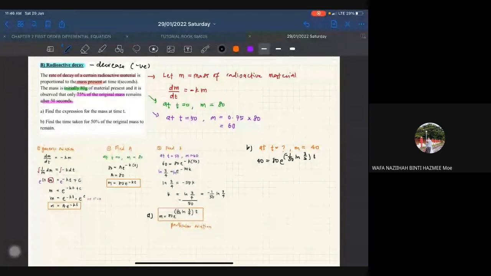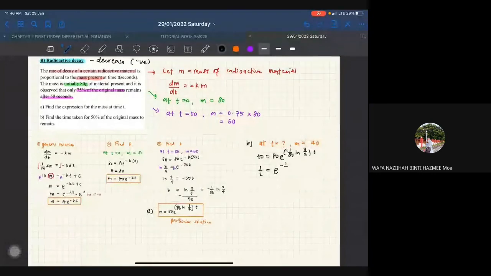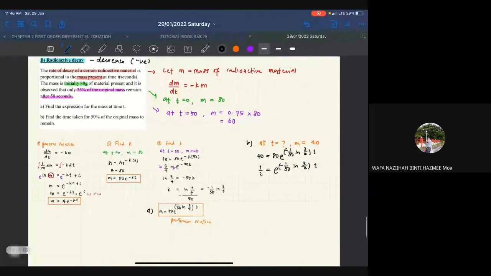Okay, so 40 divided by 80 you get 1 over 2 which is equal to e power of negative 1 over 50 ln 3 over 2 t. Okay, sambung sendiri daripada sini. Cari sampai dapat apa nilai jawab. Oopsie, sorry. Okay, so saya bagi jawapan akhir. T sepatutnya akan dapat 120.5 seconds. This is your final answer.